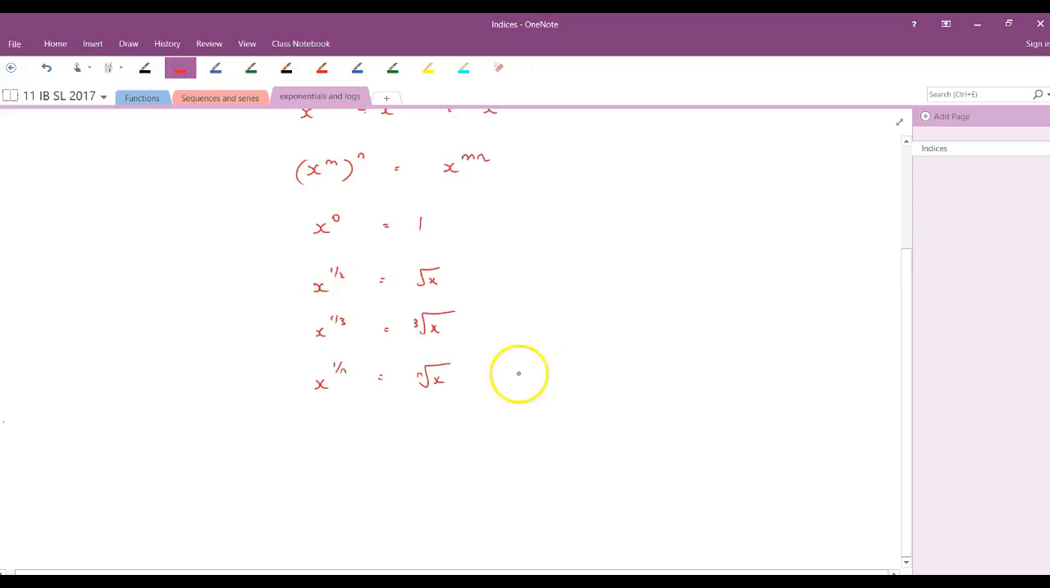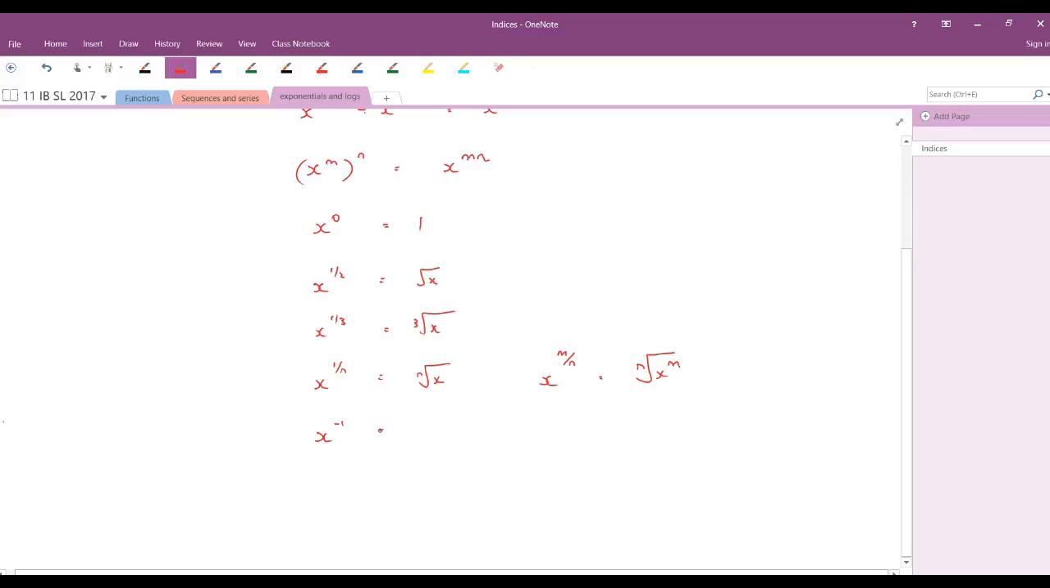But even more generally, I suppose, x to the power of m over n, because we don't always have a 1 over n, we sometimes have a value here other than 1. So that's still the nth root of x, but now x is raised to the power of m in there.